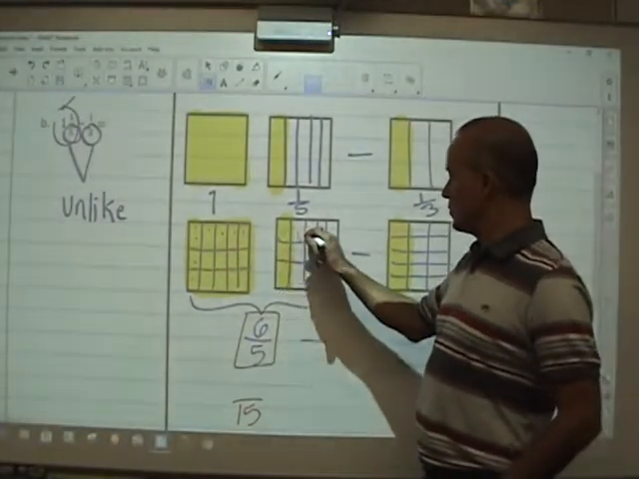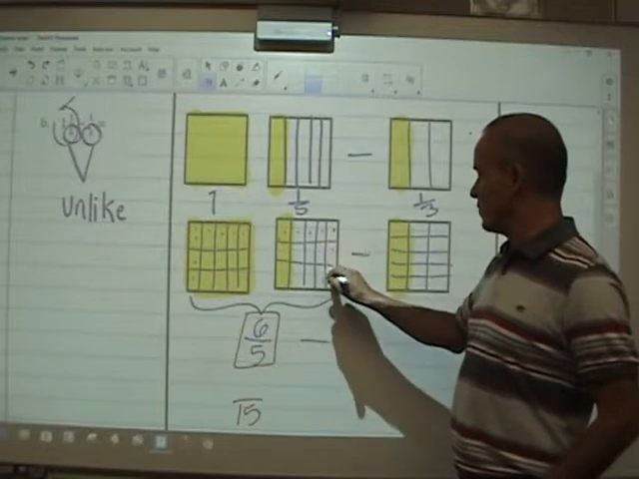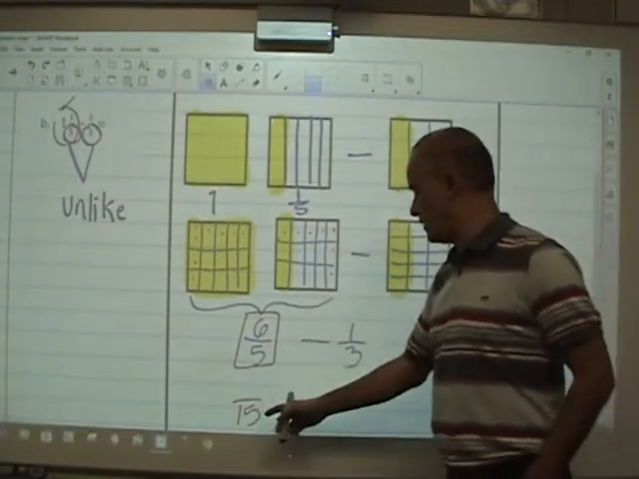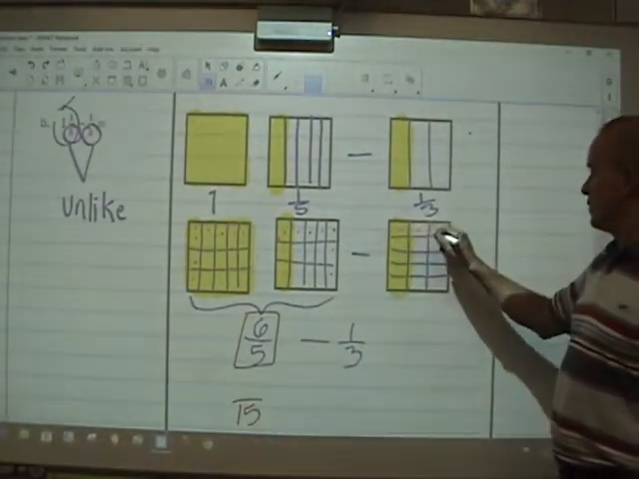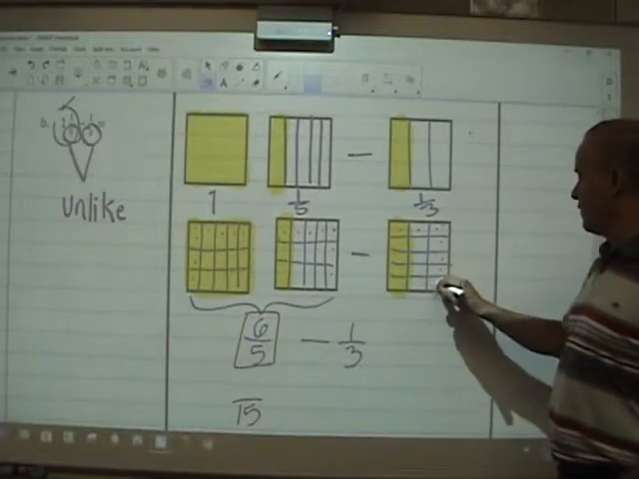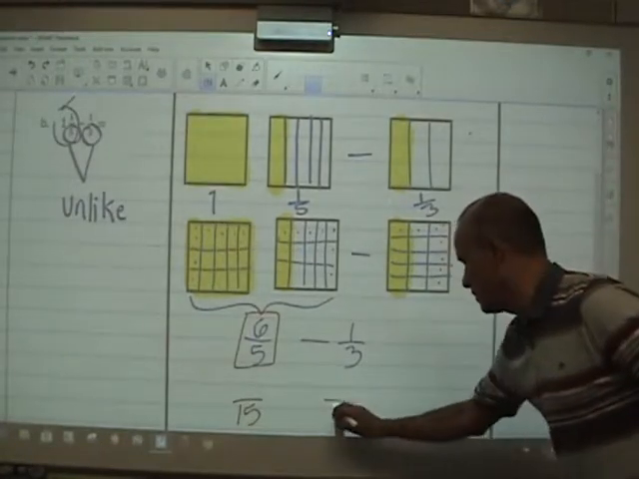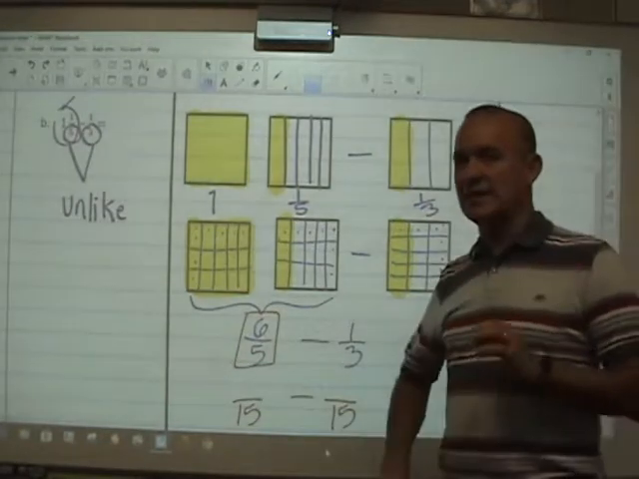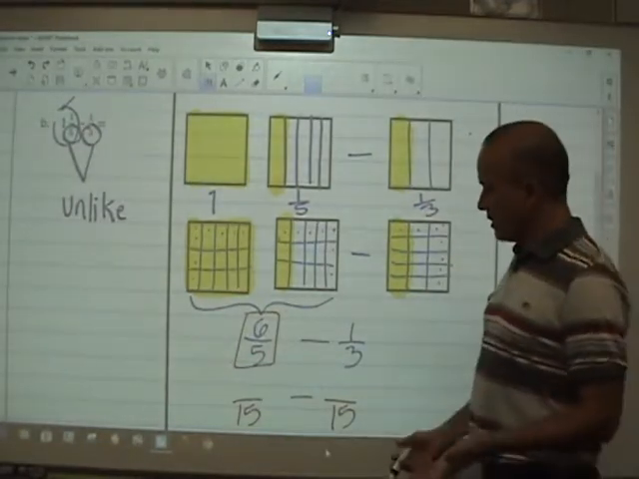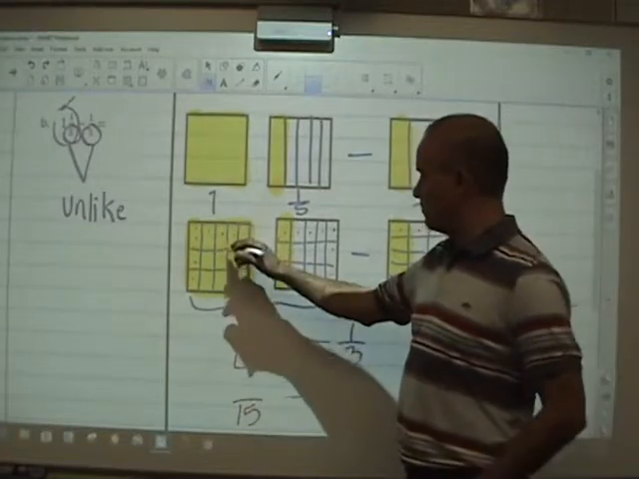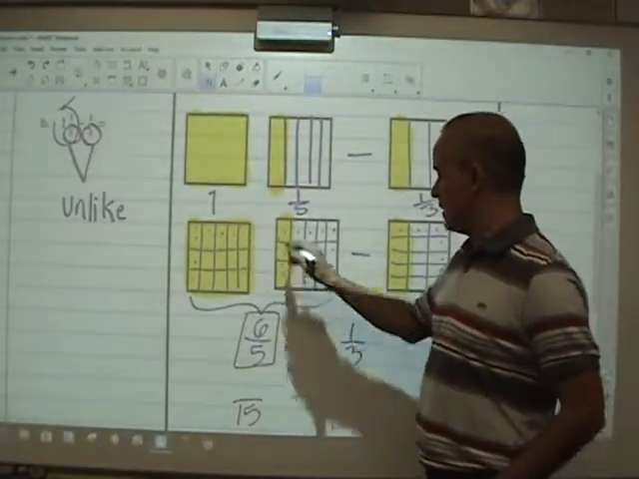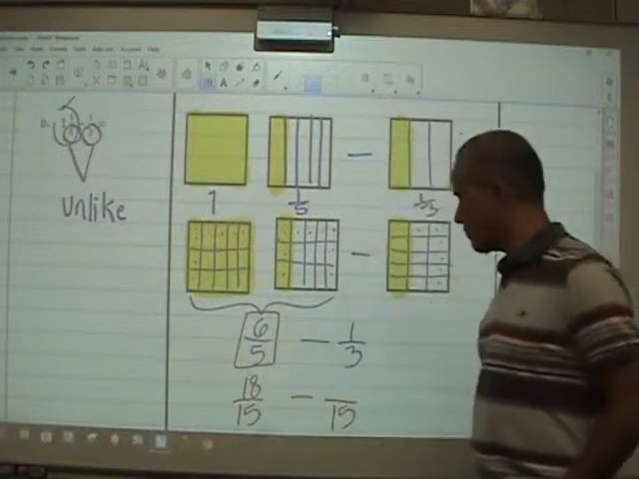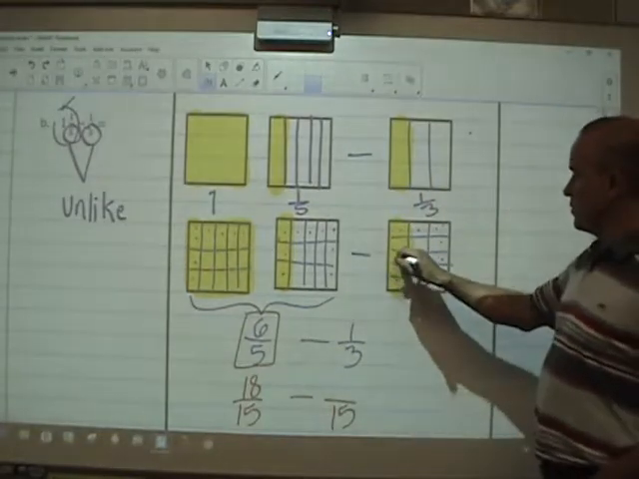And this is 1, 2, 3, 4, 5. 1, 2, 3. 5 times 3 equals 15. This one is 1, 2, 3. 1, 2, 3, 4, 5. Okay, again, this one is going to be 15. So here's our subtraction with like denominators. So now we're going to count how many parts we have. That's 15 parts, 16, 17, 18 parts here. And this one is 1, 2, 3, 4, 5.